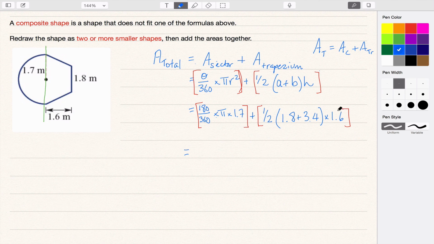Next step, calculate. Put it all into the calculator. You don't need the red brackets, they're just there to help organize it for you. And you should end up with 8.70, and we're finding area, so it needs to be square units, and these are all meters, so it will be meters squared.